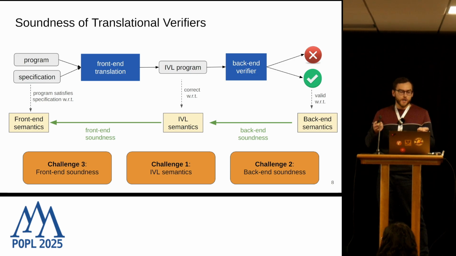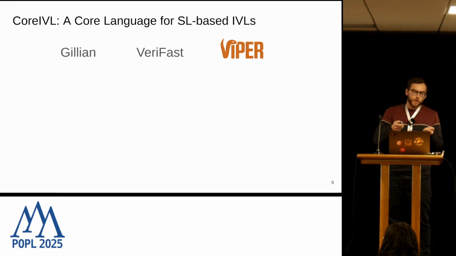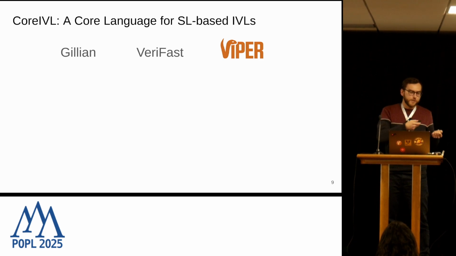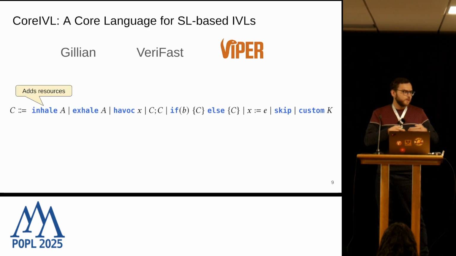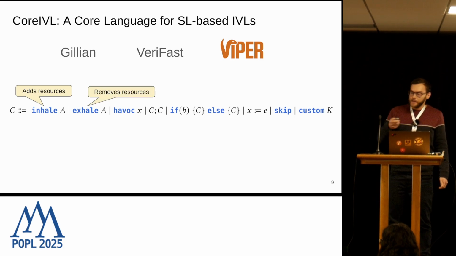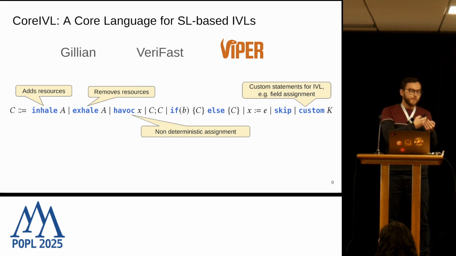So to tackle these challenges, in this work we design core IVL, a core language that captures IVLs based on separation logic, such as Gillian, VeriFast, and Viper. So core IVL contains the following statements. We've seen inhale, that adds resources, exhale, that removes resources, and havoc, that performs a nondeterministic assignment. We also have standard control structures, like conditional and sequential composition. And at the end, we have this custom statement that is used to instantiate core IVL to a concrete IVL. For example, for Viper, we can instantiate it with field assignments, as we've seen in the example.